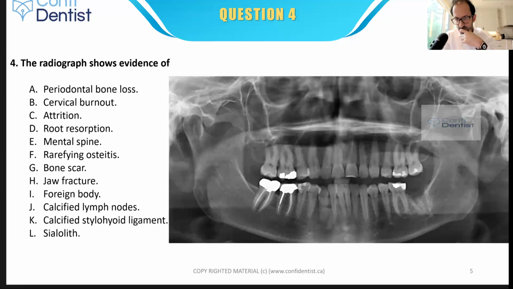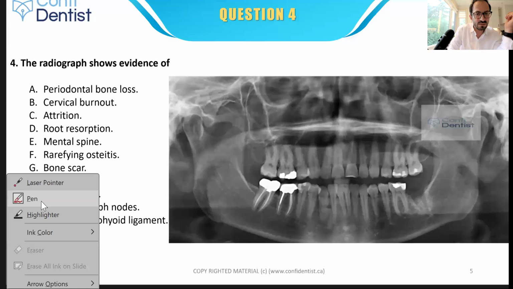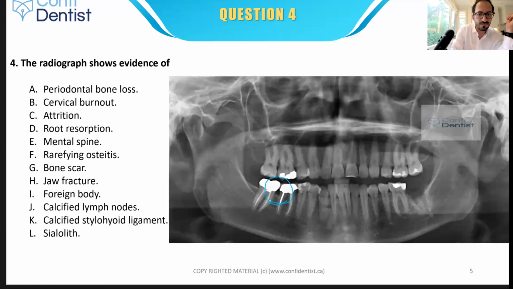Okay, so let's see your answers. Let's just go one by one. So option A, periodontal bone loss. I don't see any. There might be some periodontal bone loss, just give me a second, like in this area. But again, too risky. I don't select.